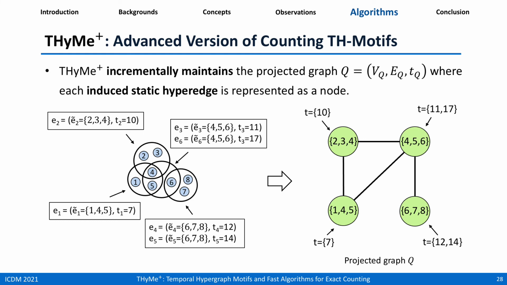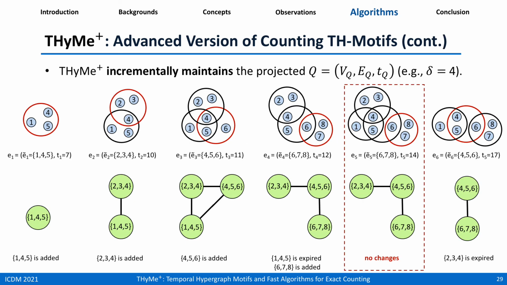In order to avoid the inefficiency due to the duplicated hyperedges, we propose THyMe+, an advanced version of counting instances of TH-motifs. THyMe+ incrementally maintains the projected graph Q, where each induced static hyperedge is represented as a node. Each node maintains a set of timestamps of temporal hyperedges inducing a particular static hyperedge.